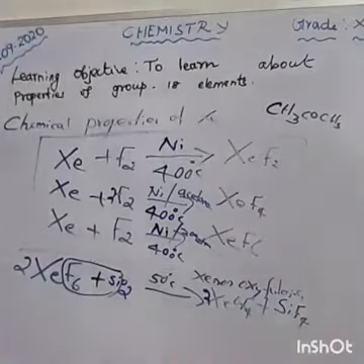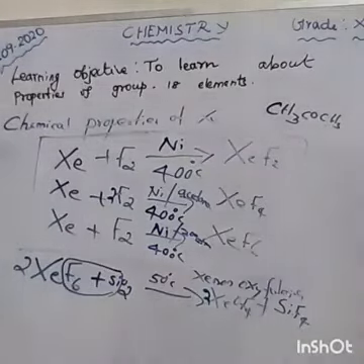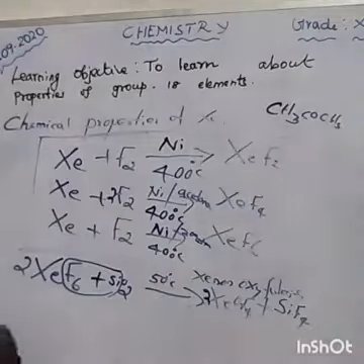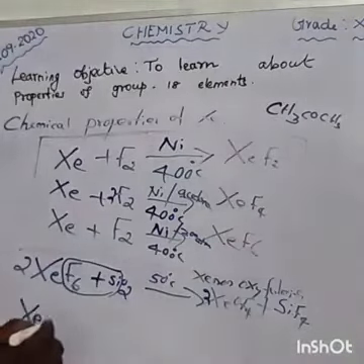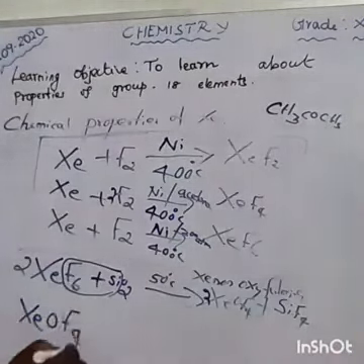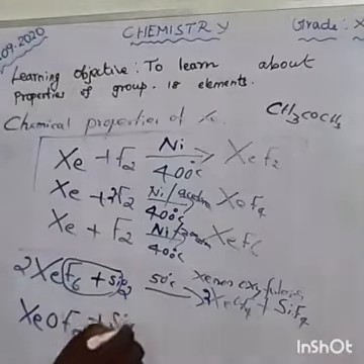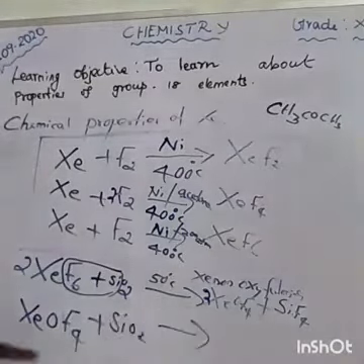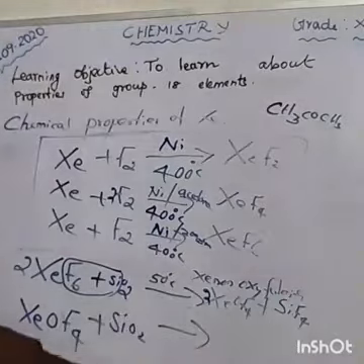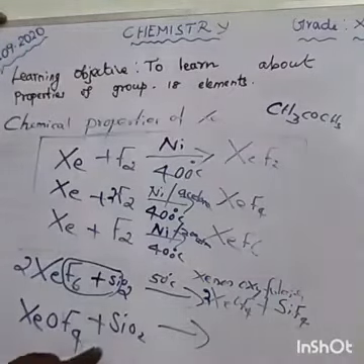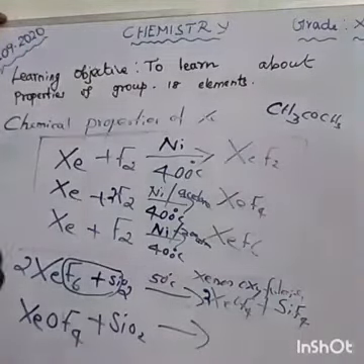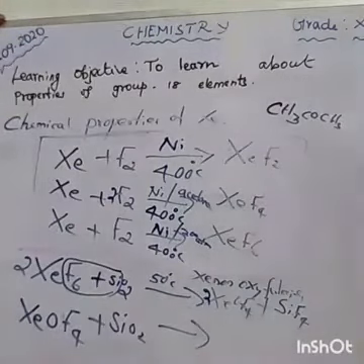Xenon oxyfluoride formula is XeOF4. Then the next question: what happens when xenon oxyfluoride, XeOF4, reacts with silica, or silicon dioxide? The silicon combines with the fluorine. What's the product? SiF4.